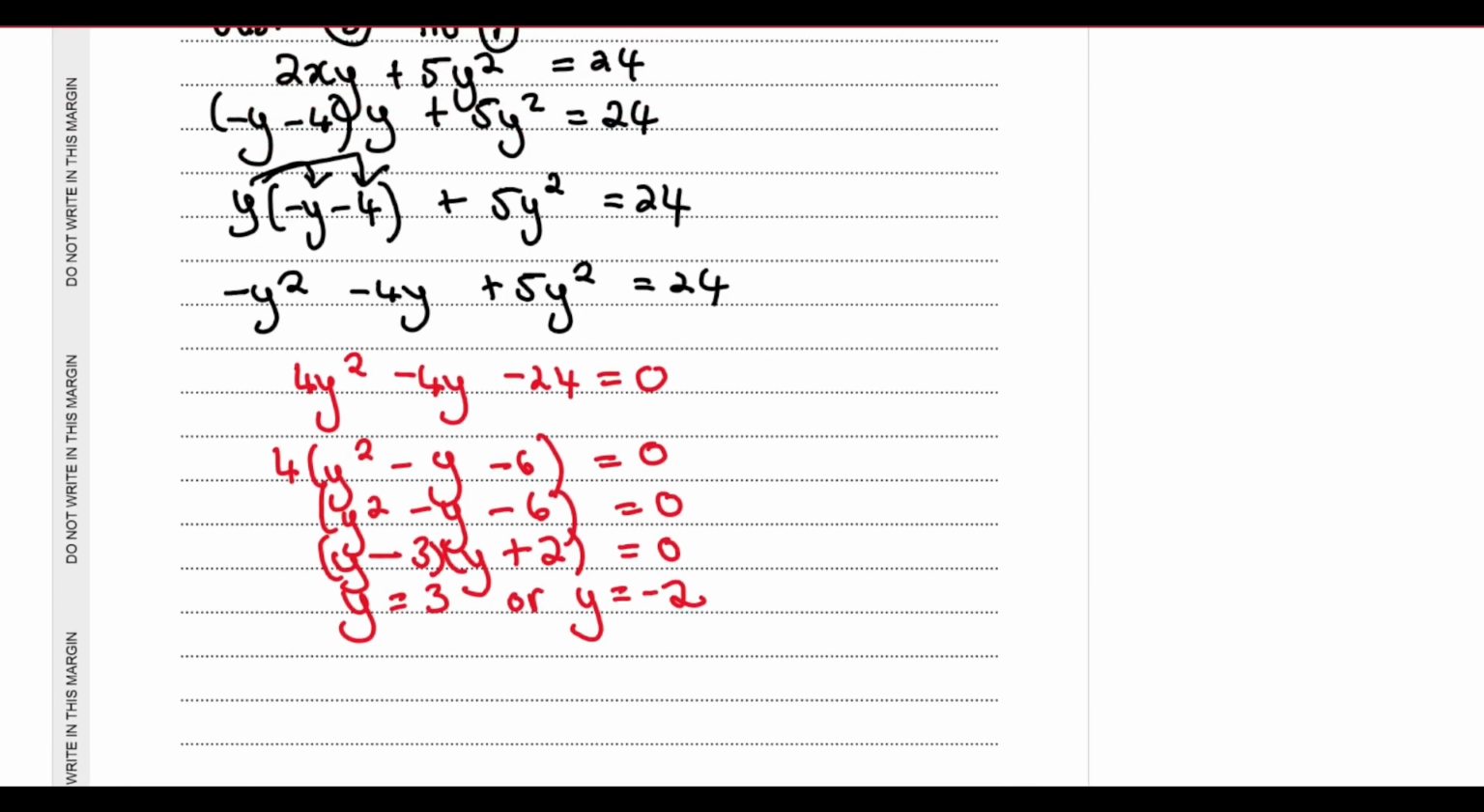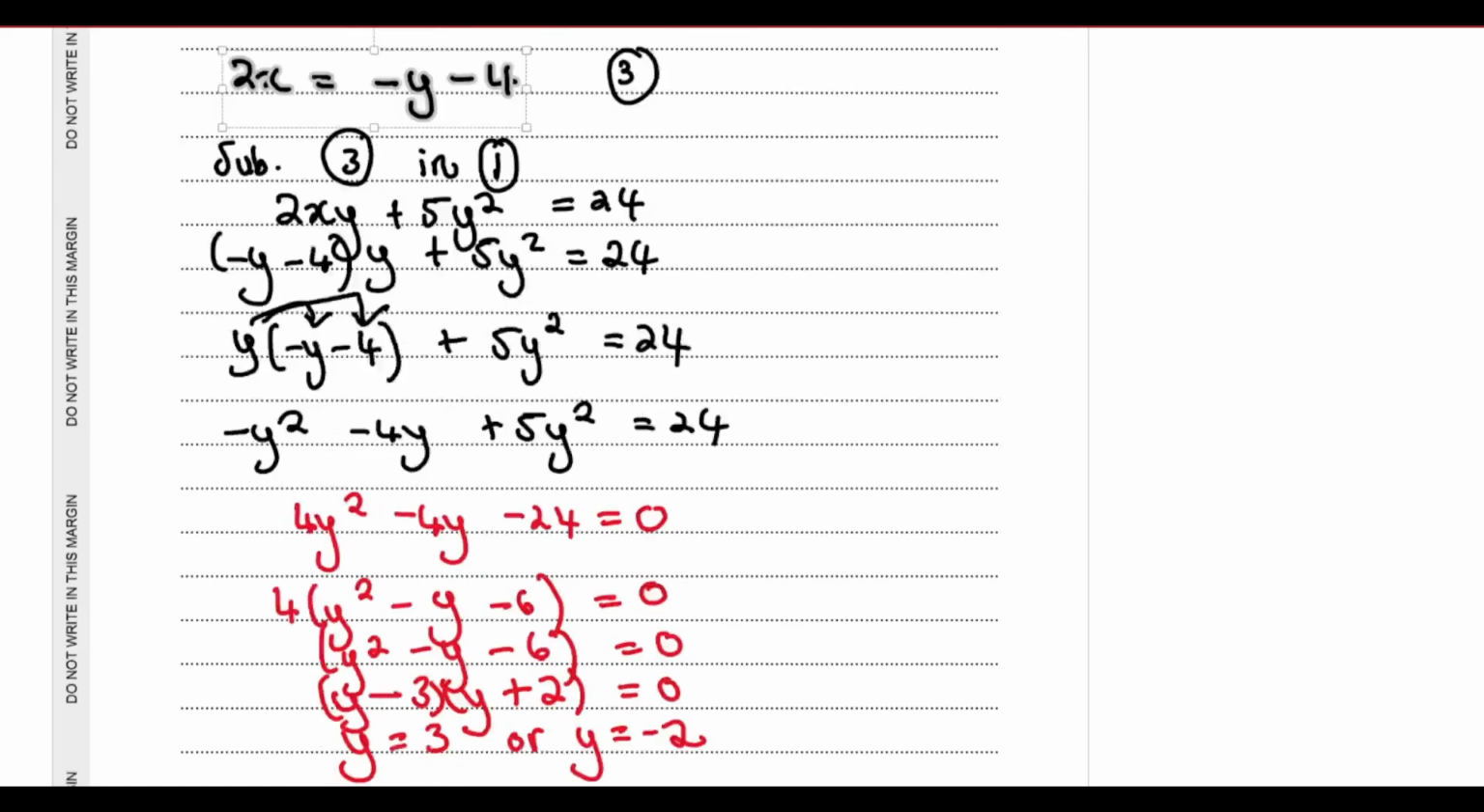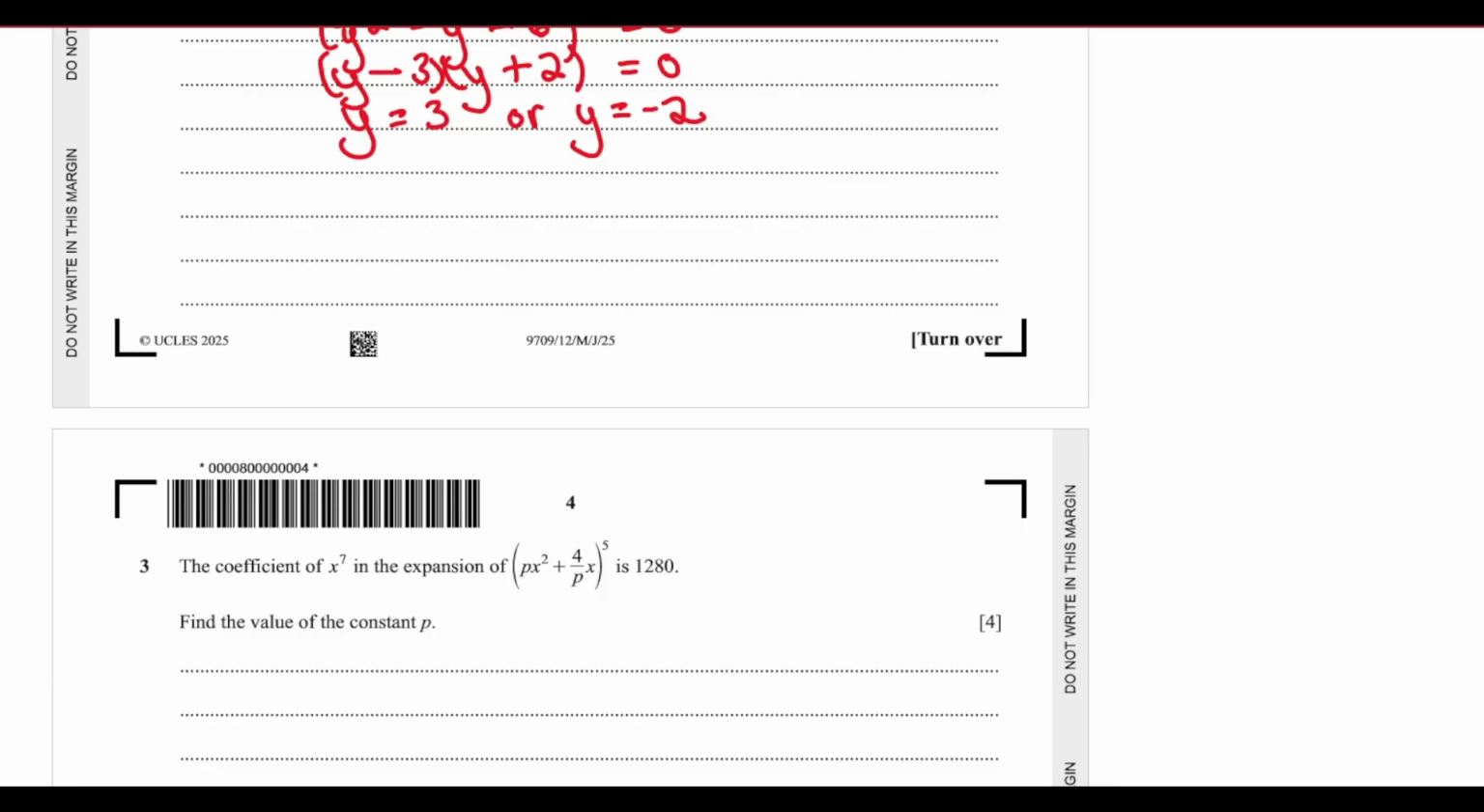But remember, we need to solve for x too. As in, we need to also solve for x. And remember, this was the equation for x. Let's quickly put that here. Now 2x was -y minus 4. So 2x, if I substitute y equals 3 first, I'll have -3 minus 4. x will be then -7 divided by 2.